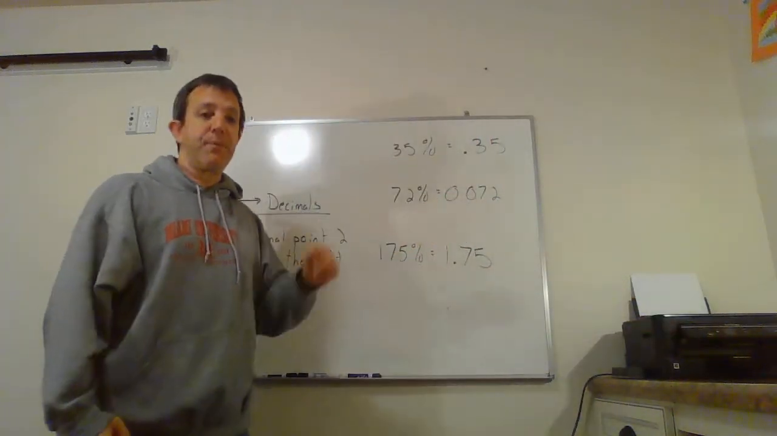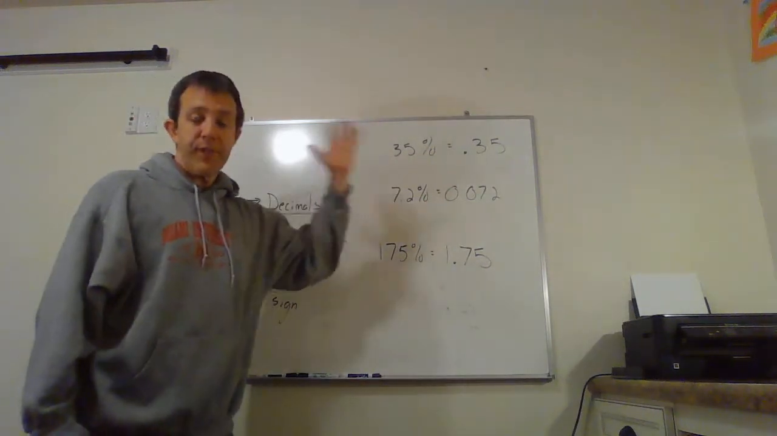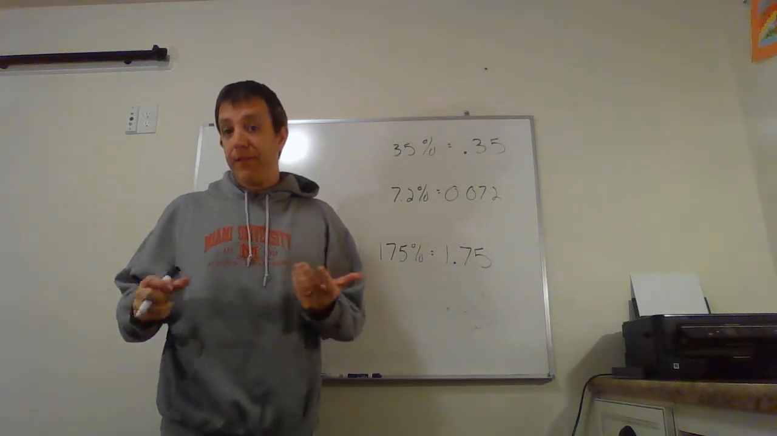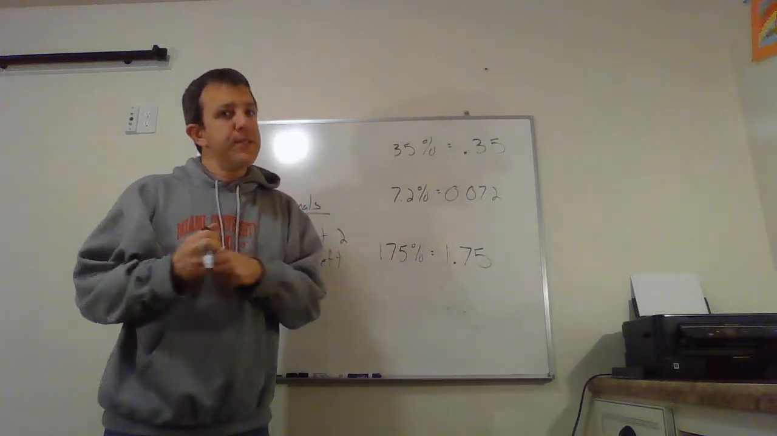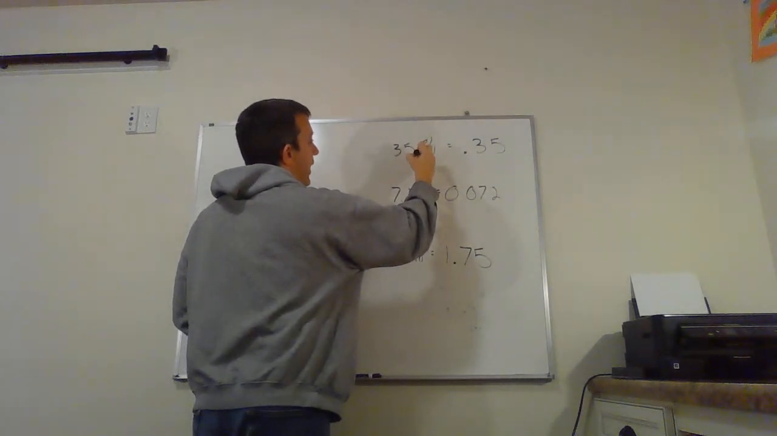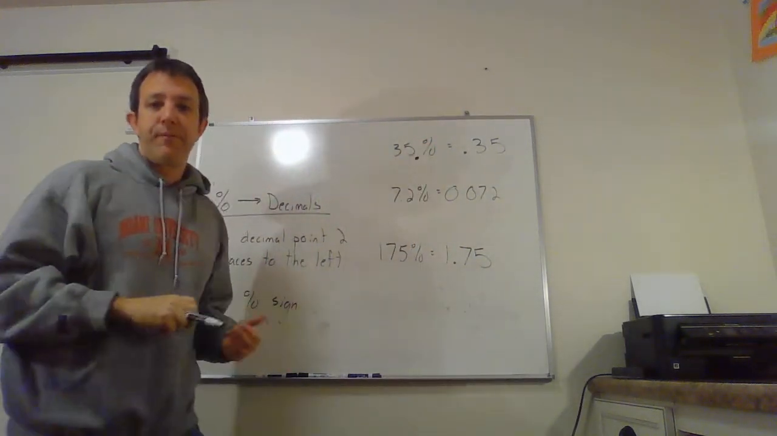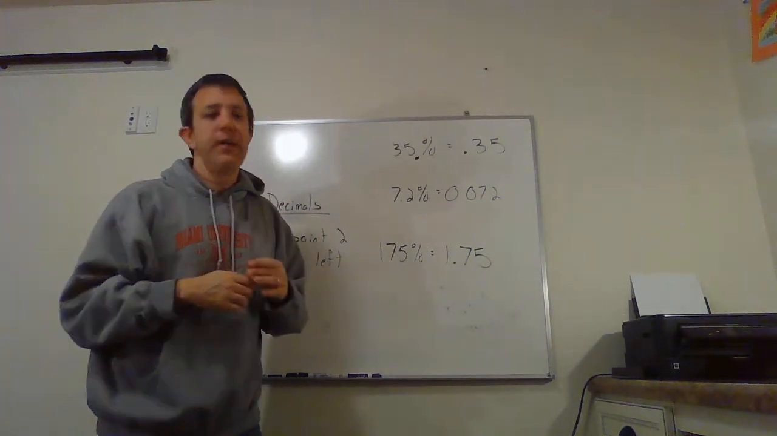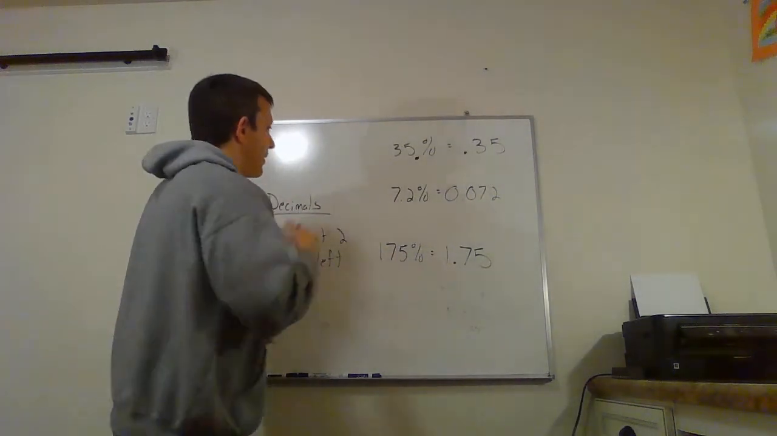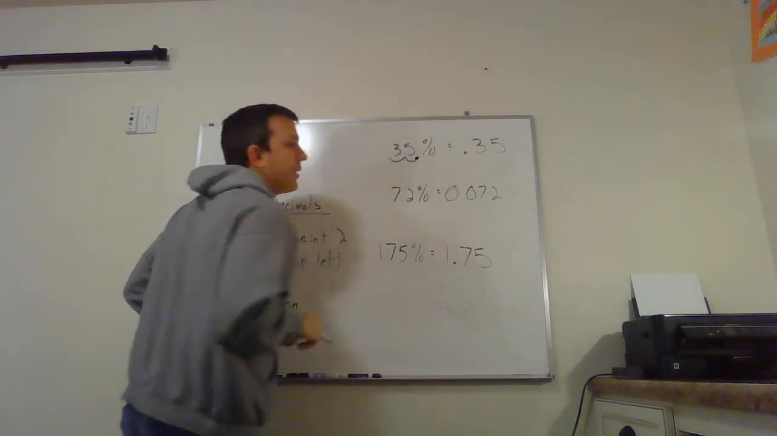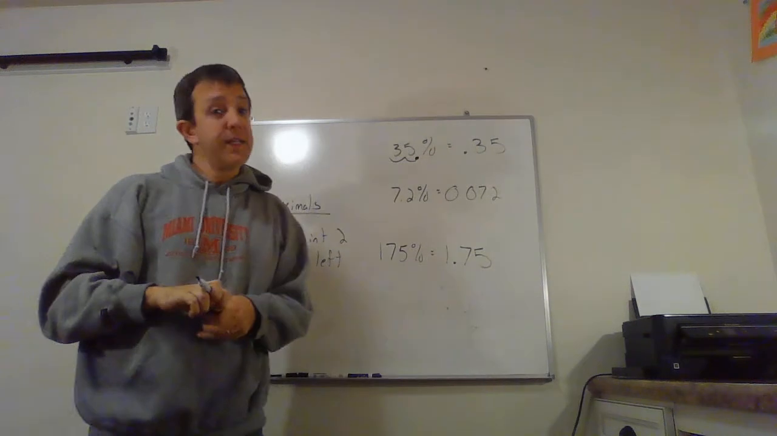So I have 3 examples. First one is 35%. Now, one thing we have to be careful of is, with 35%, where is the decimal point? Because it's not there. You can always add a decimal point at the end of a number. So it's 35 point, 0 if you really want. And so all I did was take this decimal point and slide it 2 places to the left to get 0.35. And that's it.